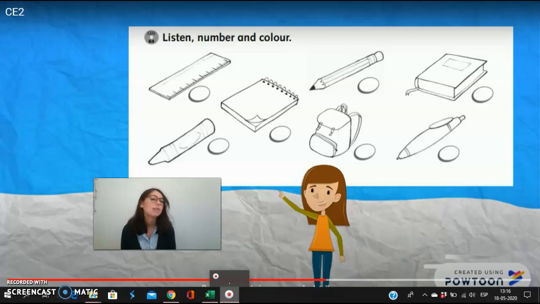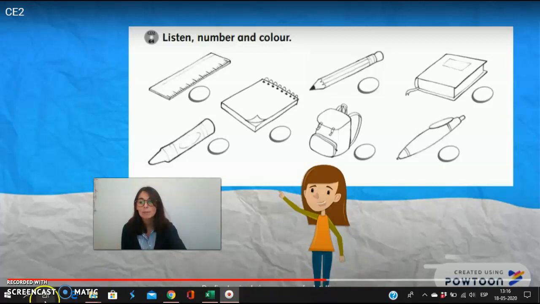Number 6 is a black pen. Which one is that one? A black pen. Number 6, black pen. And number 7 is a pink pencil. Number 7 is a pink pencil. There you go. You're done. Good. Great job.